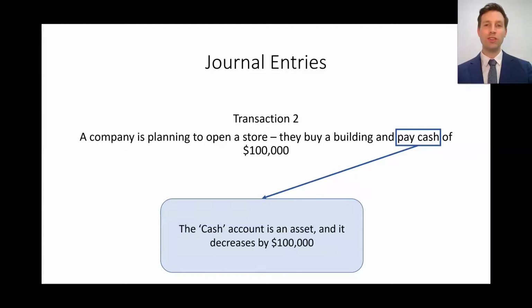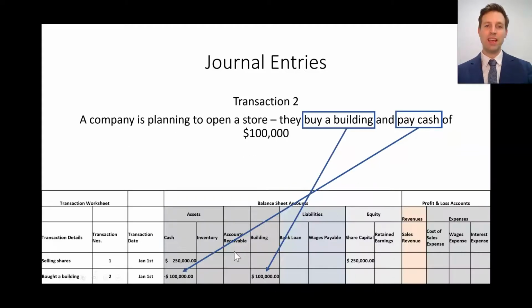We need to record this on our worksheet. And we see in the asset section, cash has decreased by $100,000. And the building account has increased by $100,000.